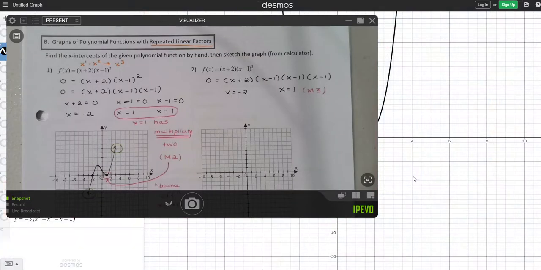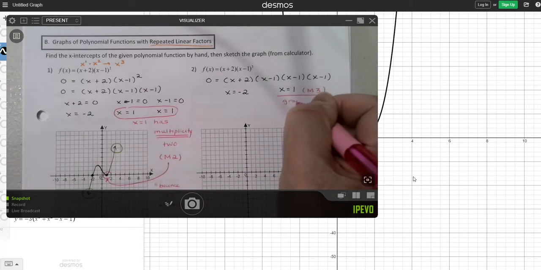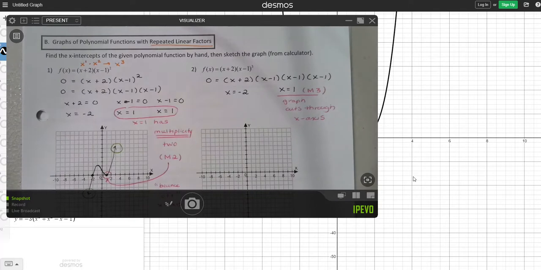And I won't transfer all these drawings. I'm just going to mention here the graph cut through the x-axis.